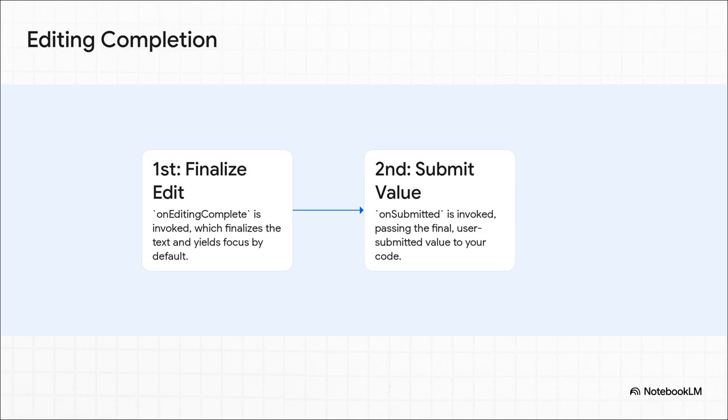First, the onEditingComplete callback is triggered. Its main job is to finalize the edit and, by default, dismiss the keyboard. Then, immediately after that, the onSubmitted callback, the one we talked about earlier, gets called, and it's passed that final committed value. This two-step process gives you really fine-grained control.